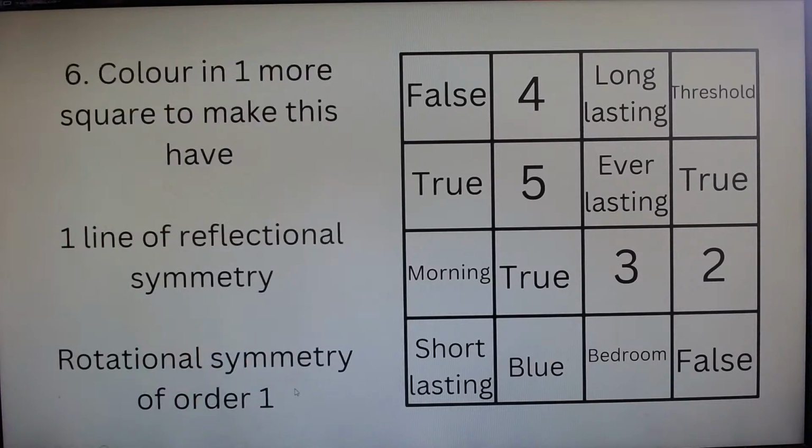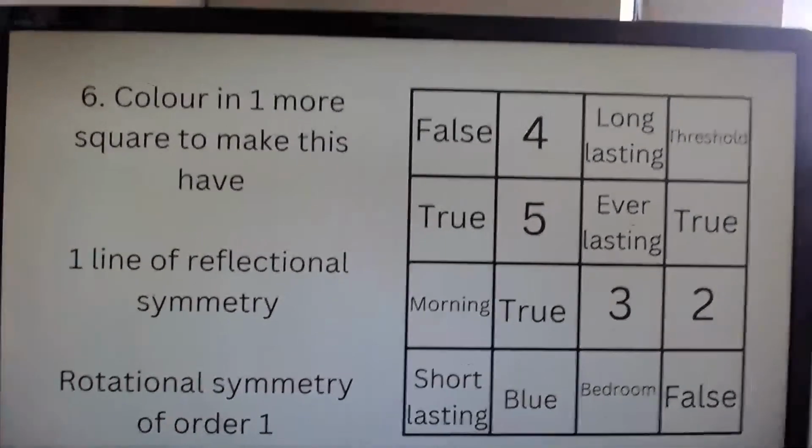And last one. Okay, so this one's a little bit confusing. You've coloured in 5 squares. I now want you to colour in one more square to make it so that your grid has one line of reflectional symmetry, so one mirror line, and rotational symmetry of order 1. That means it will not fit into itself until it gets back to the start again. So it will never fit. It'll have to go all the way around before it fits into itself again.